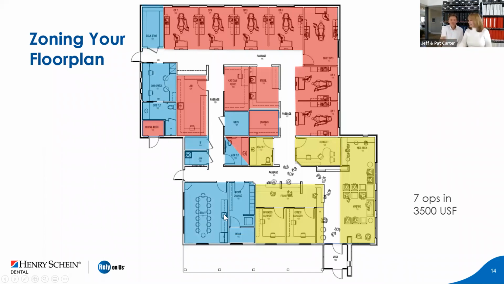So here's a well-zoned dental office, seven ops, 3,500 square feet. It's a ground-up building, so it could be any shape, any size that we want. So it can be idealized. It isn't a lease space where you're being inserted into existing conditions.